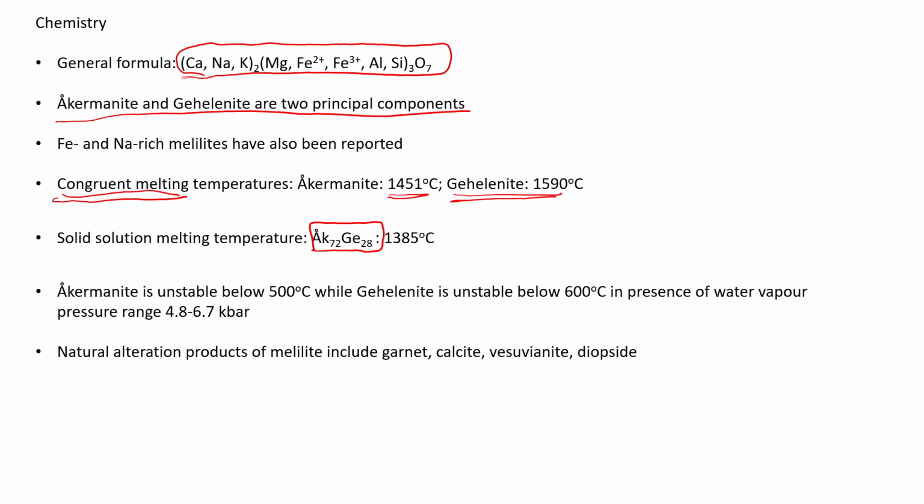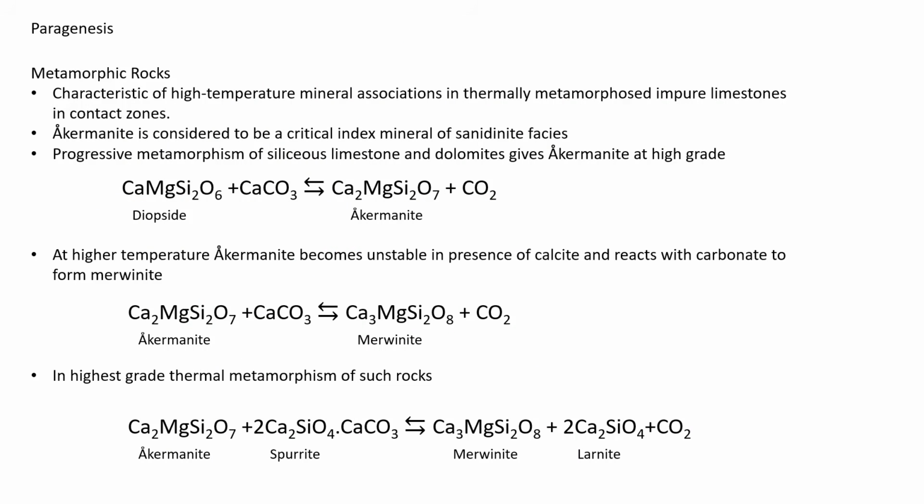It has been seen that akermanite is unstable below 500 degrees Celsius, while gehlenite is unstable below 600 degrees Celsius in presence of the water vapor pressure range of 4.8 to 6.7 kilobar. And once melilite alters, then the natural alteration products include garnet, calcite, vesuvianite, and diopside. And the last part is the paragenesis.